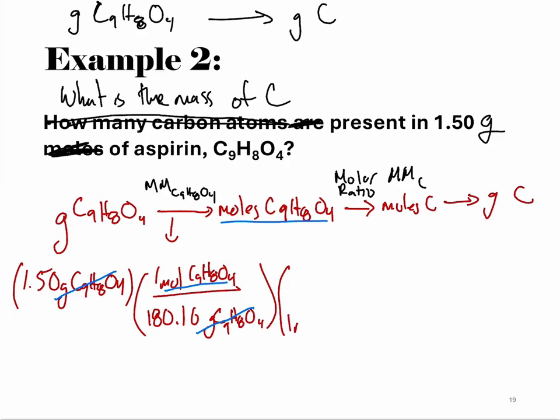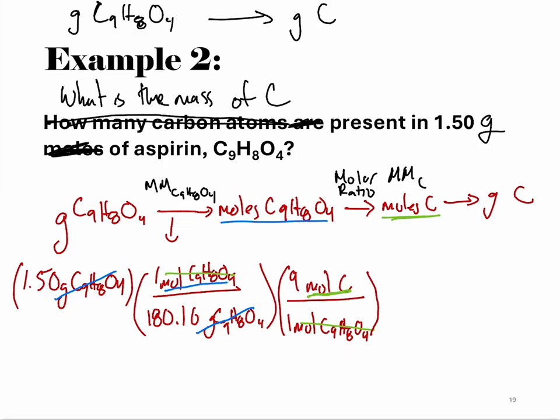So we have 1 mole C9H8O4 per 9 moles of carbon. We see moles of aspirin cancels out, and we're left with units of moles of carbon, which is where we should be at this point in our unit conversion. And so that means we only have 1 more conversion to do.